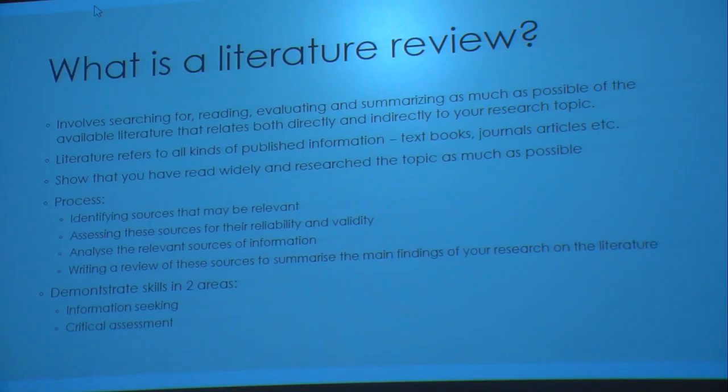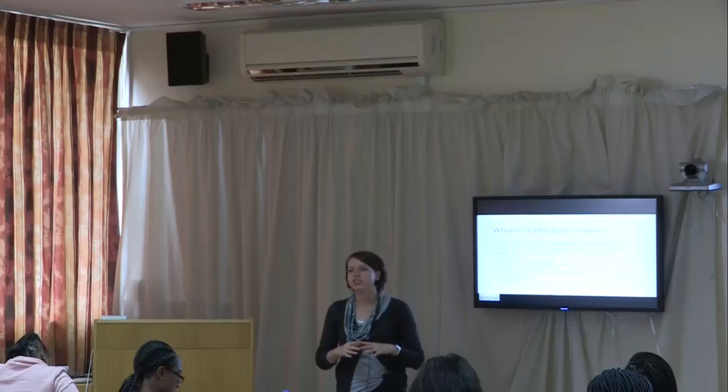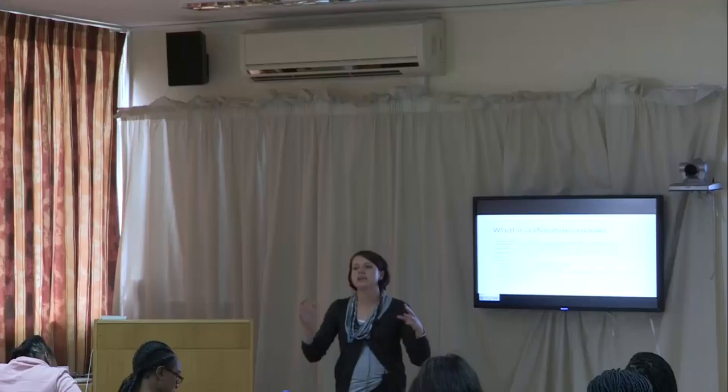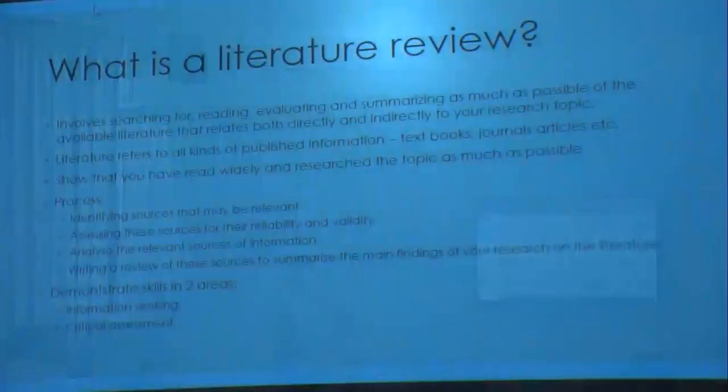So firstly, what is a literature review? It involves searching for, reading, evaluating, and summarizing as much as possible of the available literature that relates to your research topic in a direct or an indirect manner. In other words, remember I said, if your topic is focused on establishments in the Vaal region, you don't only have to read on establishments in the Vaal region, you can also read about establishments in other parts of the country or in other countries, just as long as you gather information about context and what your topic is about. It can be on different products and in different areas. So it can be directly related or indirectly related to your topic.